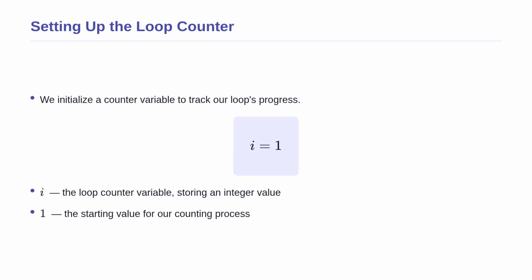Before we see the break statement in action, let us understand the mathematical setup of our loop. Every counting loop needs a starting point, which we define by initializing a counter variable. Here, we set the variable I equal to 1. Conceptually, this tells the computer to allocate memory and begin our counting process at the very first step. The variable I represents our current position, and the number 1 is our starting value. If we were to increase this starting value, our loop would simply begin its search later in the sequence. This simple assignment is the foundation that allows our loop to track its progress before we introduce any jump conditions.